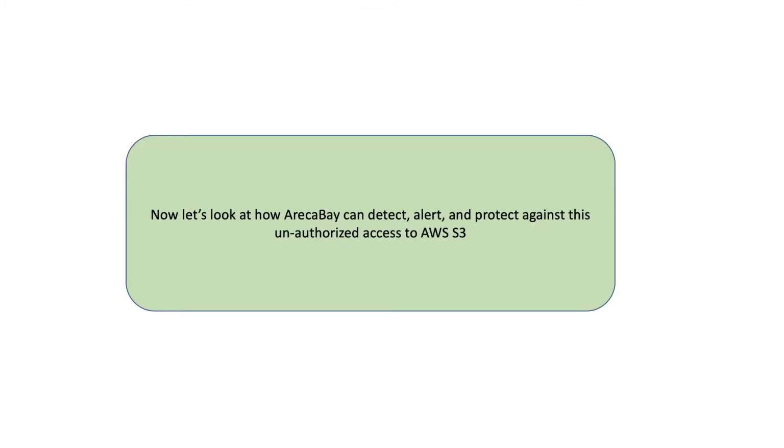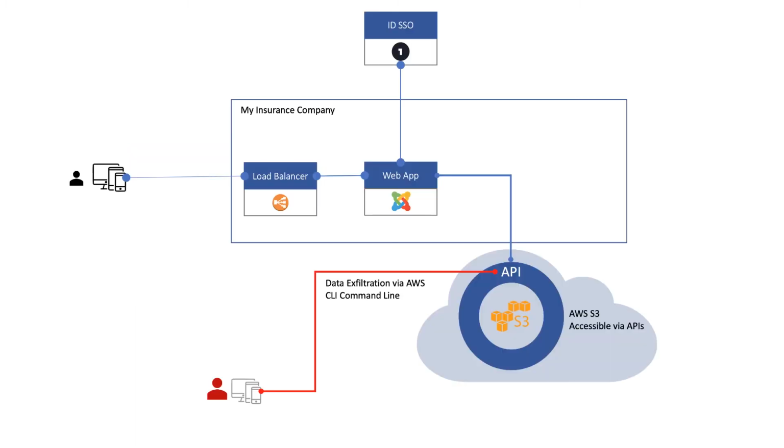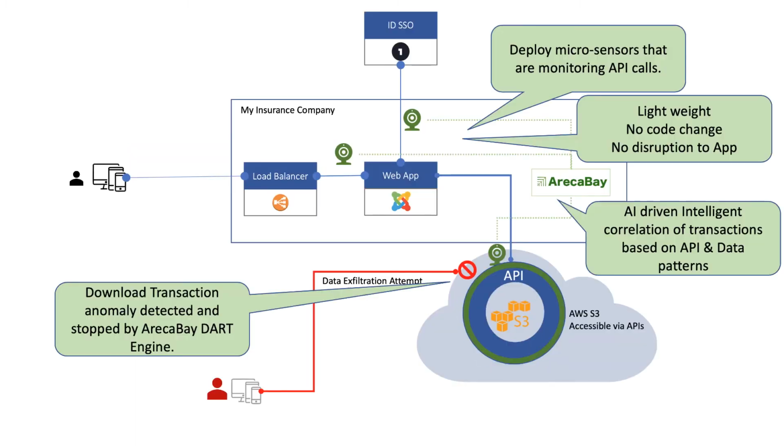Now let's take a look at the Rika-based solution and how we can detect, alert, and protect against this type of unauthorized access to the AWS S3 bucket. We have the same application here, as you can see, but this time we've deployed Rika-based microsensors. These microsensors act as security cameras on the network by observing the API calls and the data that is carried within these API calls. The microsensors are very lightweight, there is no code change required, and there is absolutely no disruption to the application itself.